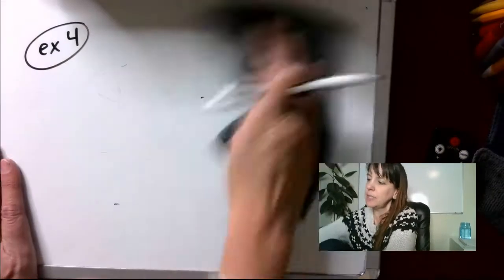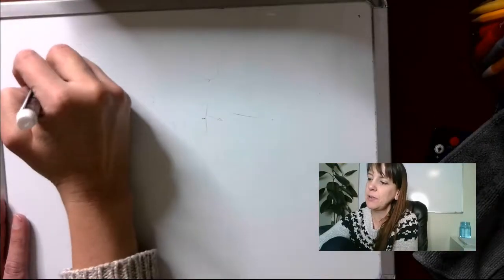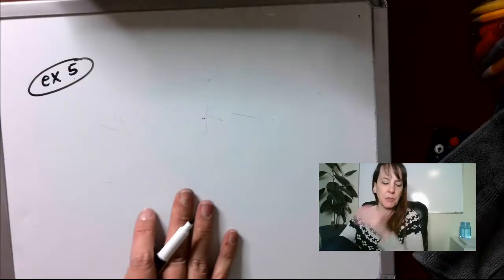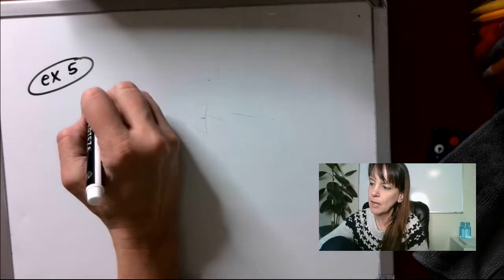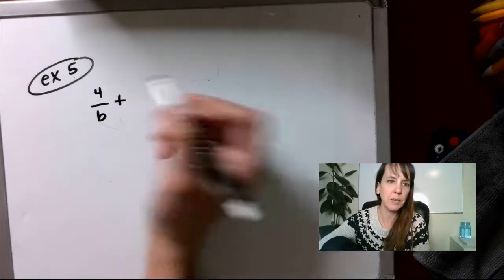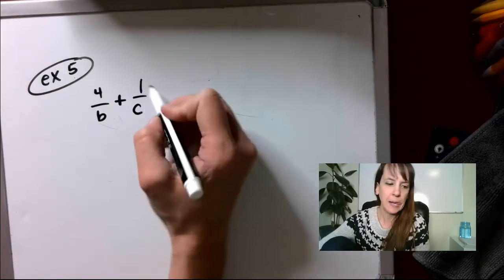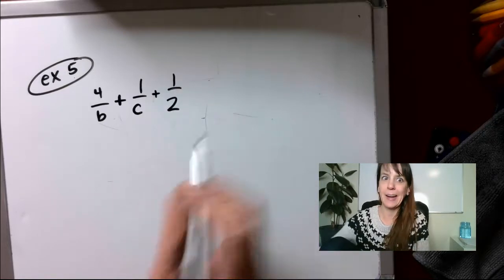Let's take a look at another one. Example number 5 here. 4 over b, I'm trying to write small now, plus 1 over c plus 1/2, okay?